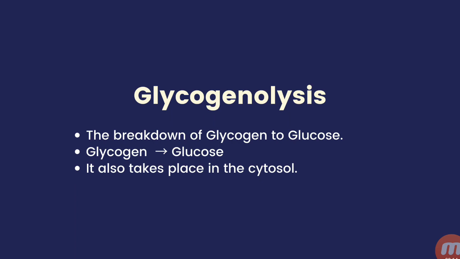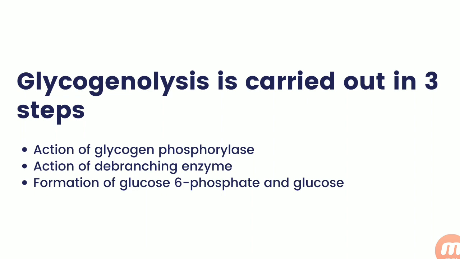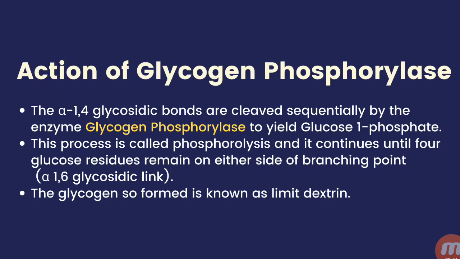Glycogen is mainly degraded at alpha 1,4 and alpha 1,6 glycosidic bonds. After that, I mean to say, the glycogenolysis takes place. Glycogenolysis basically occurs in 3 steps, as shown in the video right now. That is the action of glycogen phosphorylase, the action of debranching enzyme, and the formation of glucose 6-phosphate and glucose. Now we will see these steps and discuss them elaborately.